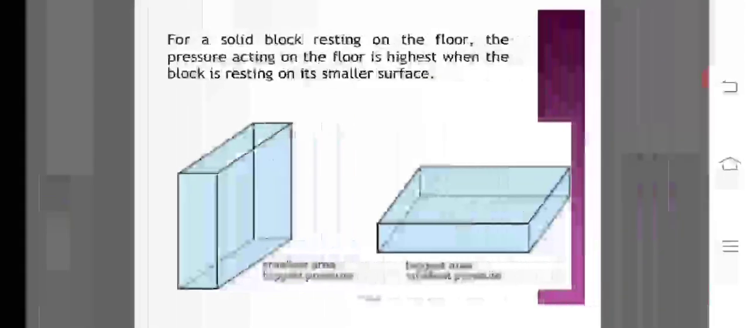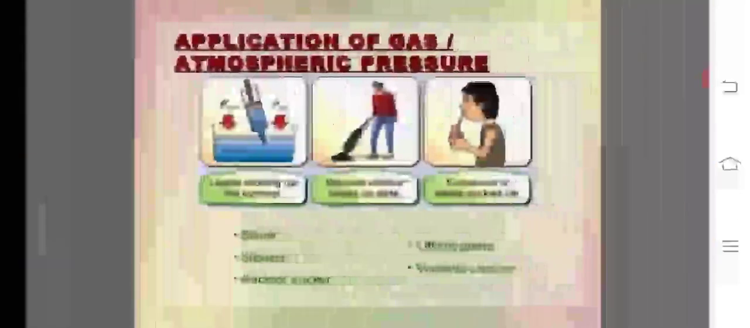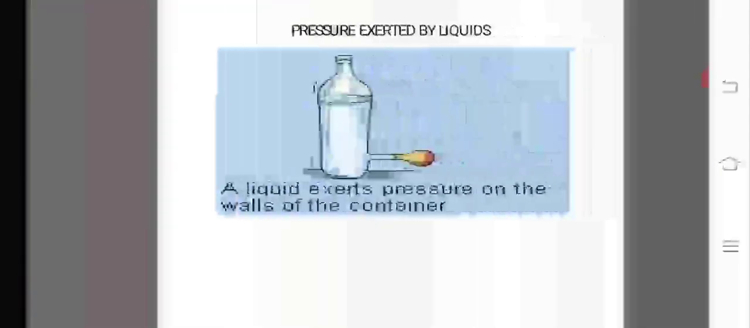For a solid block resting on the floor, the pressure acting on the floor is highest when the block is resting on its smaller surface. Now, what are the applications of gas atmospheric pressure? Liquid moving up in a syringe, a vacuum cleaner sucking up dirt, and the straw we use for Coca-Cola. So a straw, siphon, rubber sucker, lifting pump and vacuum cleaner are some examples.